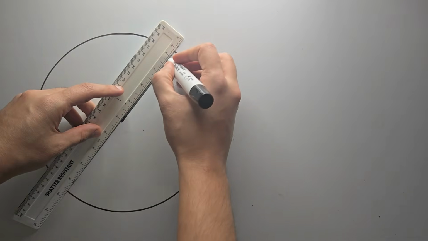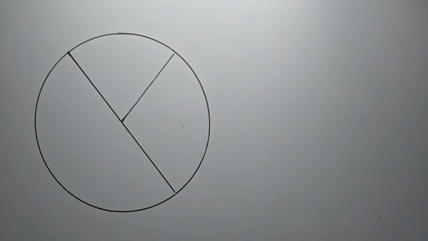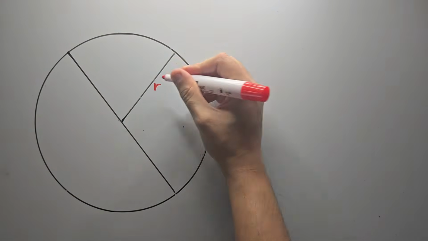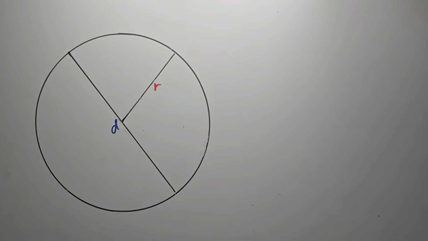We all know what the radius and diameter of a circle are. The radius being the distance from the center to the edge of the circle, and the diameter being the distance from one end of the circle to the other. And we can use these lengths to find the perimeter and area of the circle.